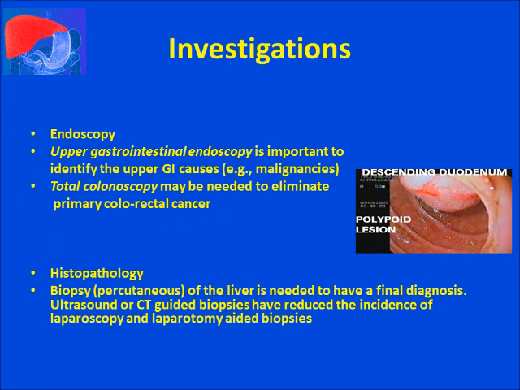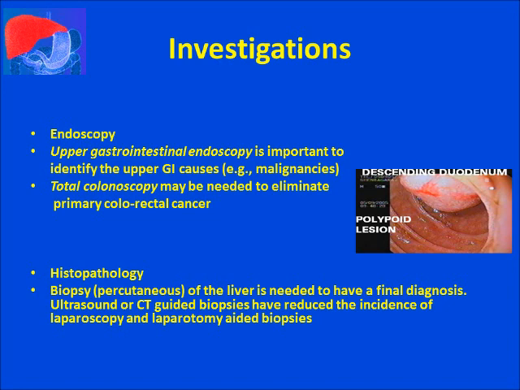Gastrointestinal endoscopies may be required as part of the investigative procedures in a jaundice patient. The upper gastrointestinal endoscopy is important to identify the upper GI causes, especially the malignancies like the periampullary carcinoma. The total colonoscopy may be needed to eliminate primary colorectal cancer metastasizing to the liver, producing obstructive jaundice.